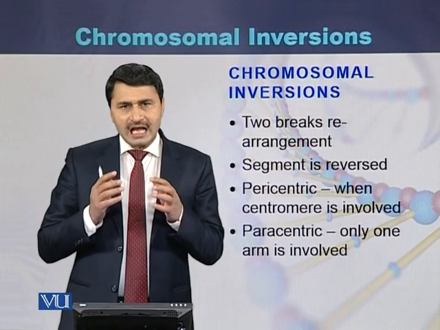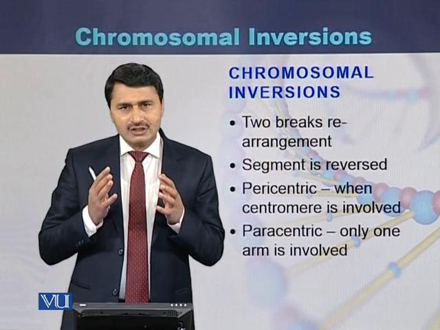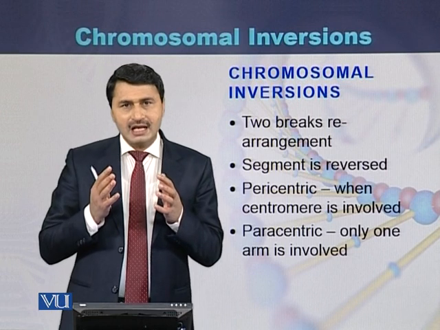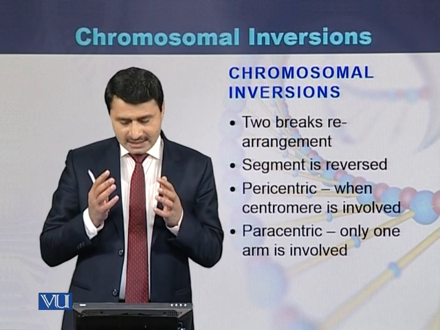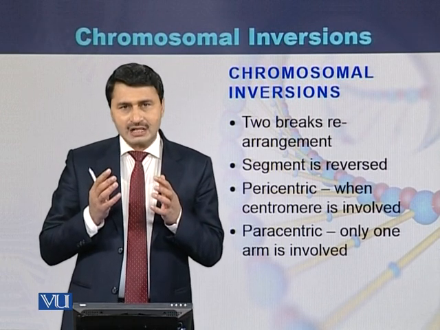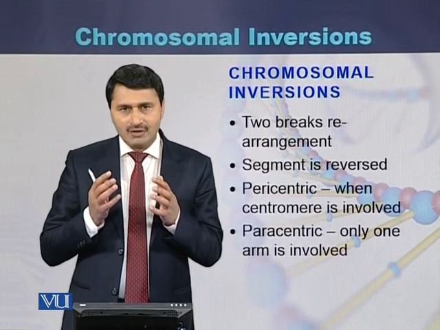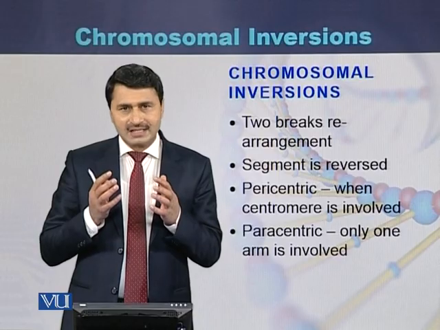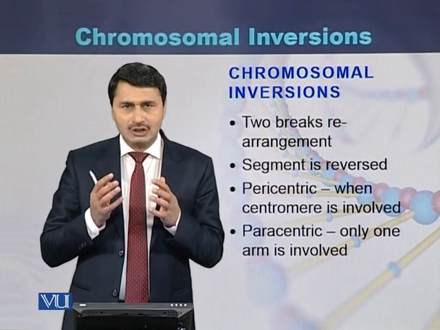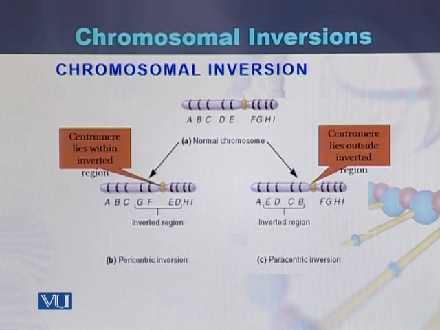Chromosomal inversions can be of two types. One is called pericentric and the second one is called paracentric. In the case of pericentric inversion, the centromere is involved, while in the case of paracentric, the centromere is not involved. In this diagram, we can see the difference between pericentric inversion and paracentric inversion.